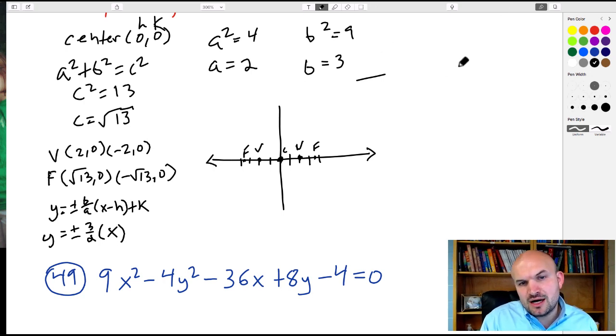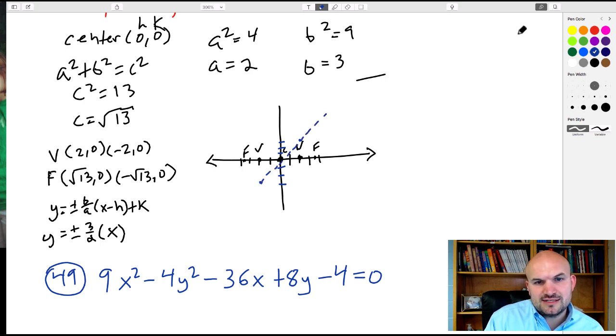Now to sketch our hyperbola, let's actually draw the asymptotes, and let's do them in blue. So we go up 3, over 2, and then down 3 over 2. And what you can see here is there's one asymptote.